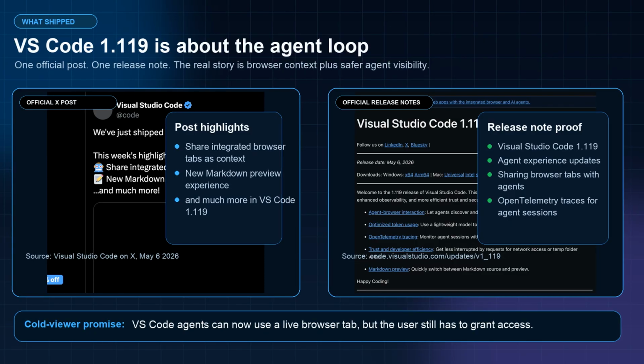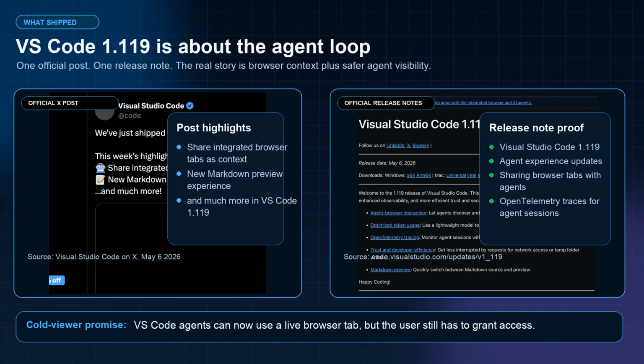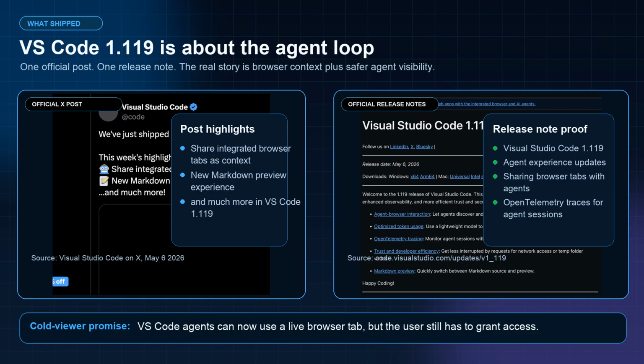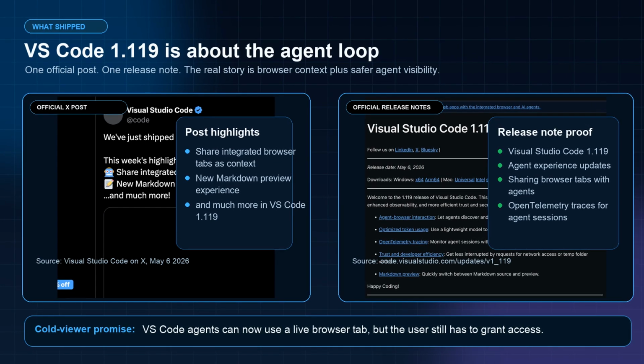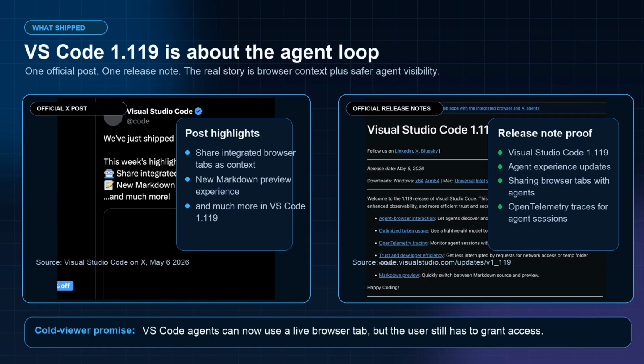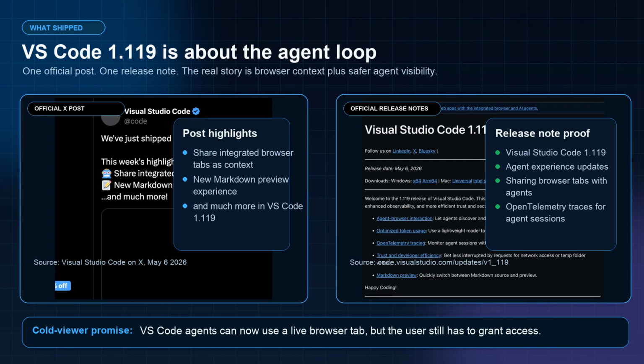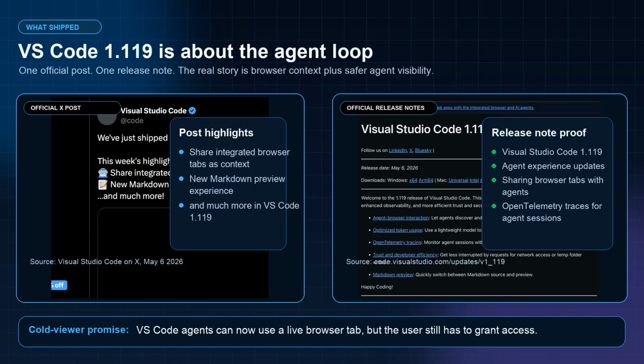VS Code is trying to turn agentic web development into a tight loop. The agent edits code, reloads the browser, checks the result, and keeps going. But the browser is not exposed silently. The user still decides what gets shared. That balance is the point of this release.